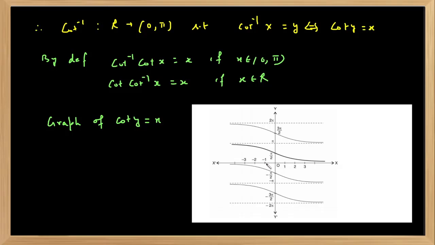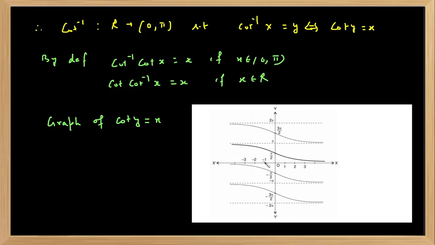Cot minus pi by 4 will be here. Cot at minus pi by 4 is minus 1. So cot inverse of minus 1 is minus pi by 4. But it is not in the principal value branch.